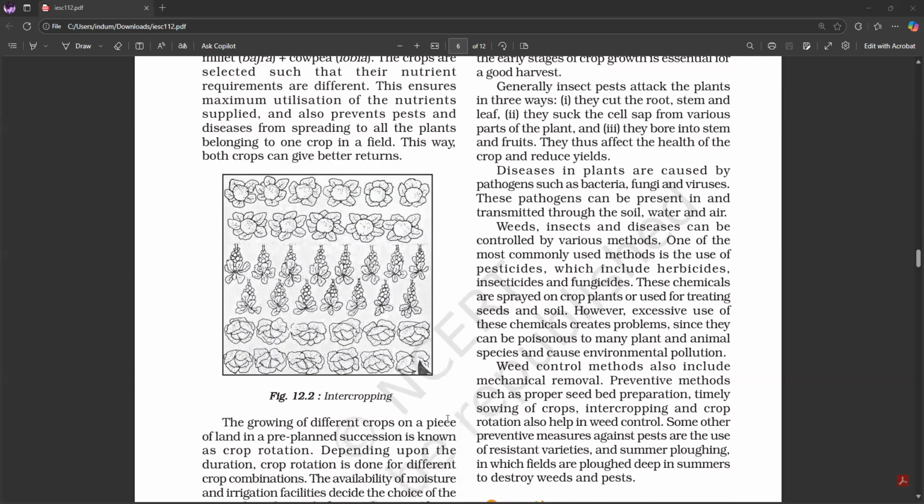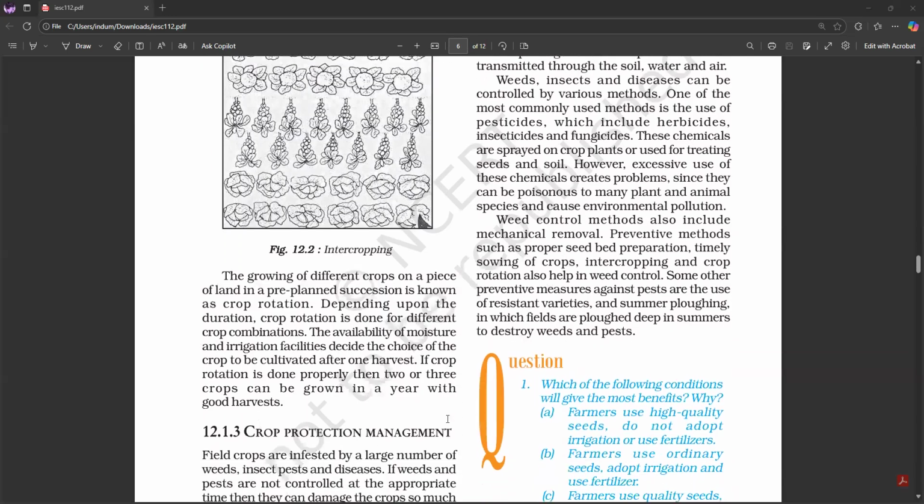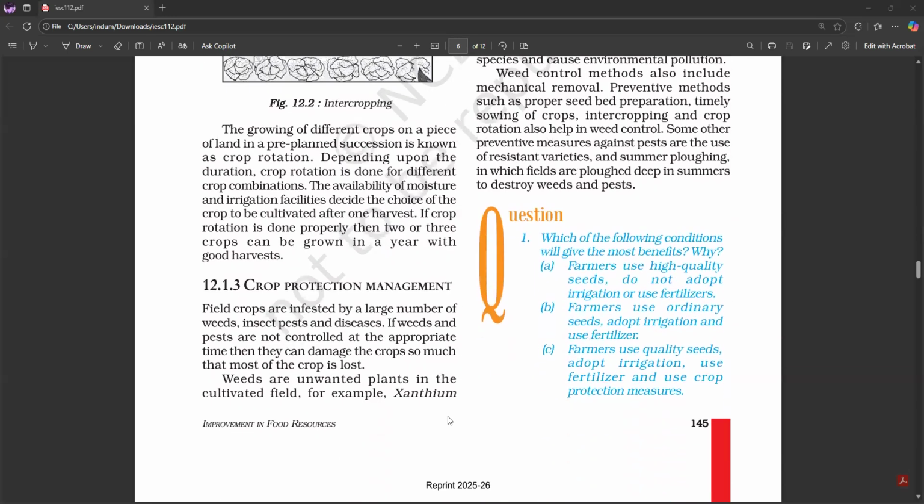This way, both crops can give better returns. The growing of different crops on a piece of land in a pre-planned succession is known as crop rotation. Depending upon the duration, crop rotation is done for different crop combinations. The availability of moisture and irrigation facilities decide the choice of the crop to be cultivated after one harvest. If crop rotation is done properly, then 2 or 3 crops can be grown in a year with good harvests.